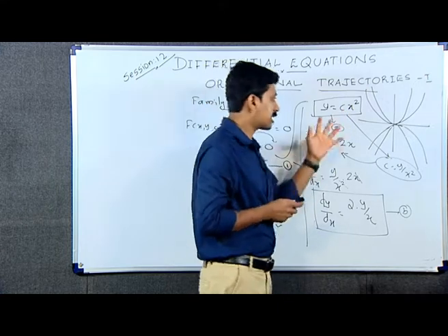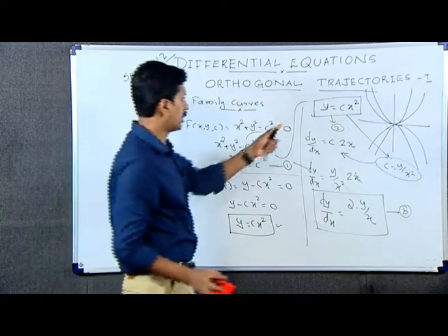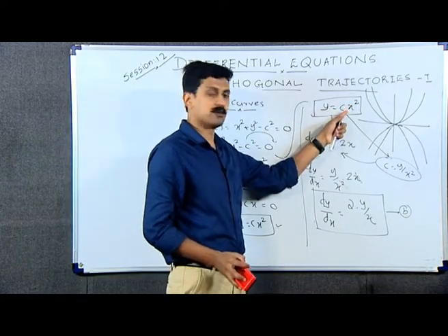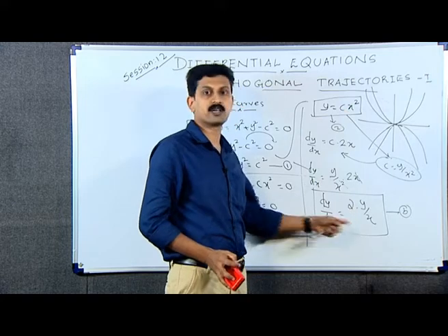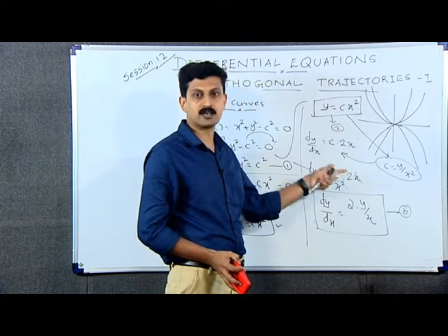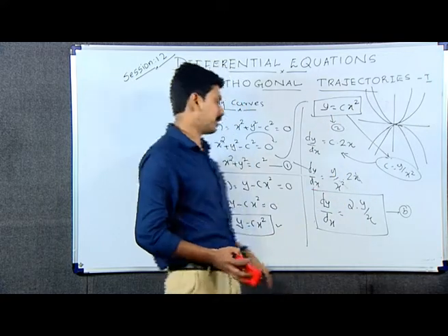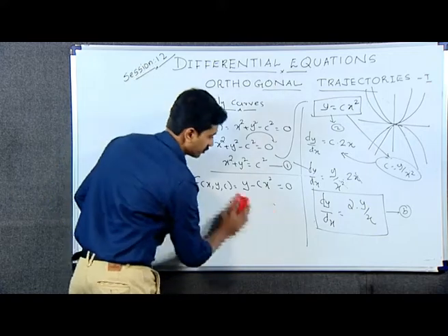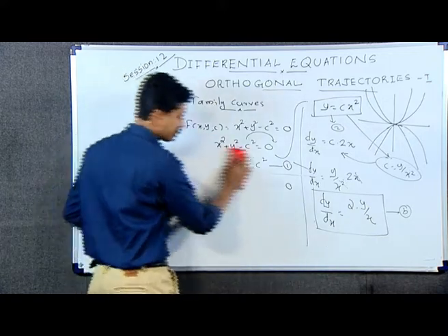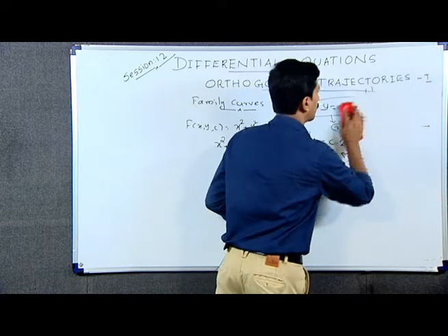So, this is the connection between the equation of the family of curves and their corresponding differential equation. From there you can generate a differential equation. While solving that differential equation, again you will arrive at the same family of curves as the solution of the differential equation. See, our main discussion is about orthogonal trajectories.